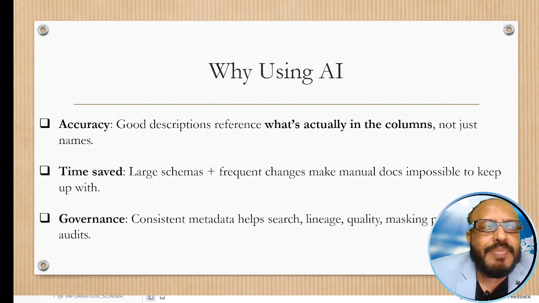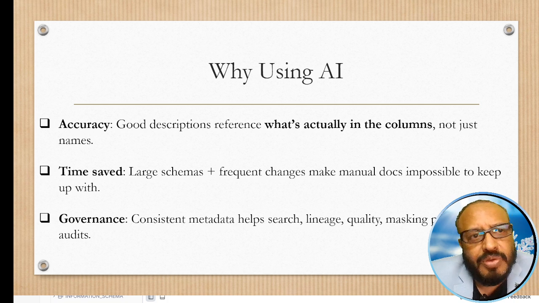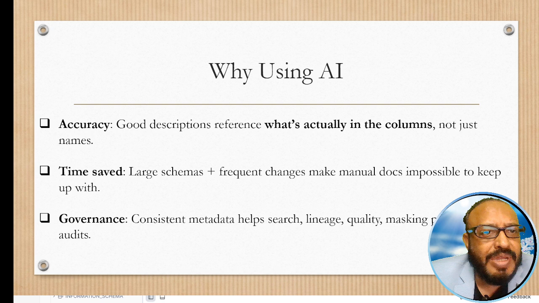Why use AI? Accuracy: a good description reflects what's actually in the column, not just the names. Table documentation takes a lot of time, and large schemas plus frequent changes make manual docs impossible to keep up with. Consistent metadata helps search, lineage, quality, masking policies, and audits.